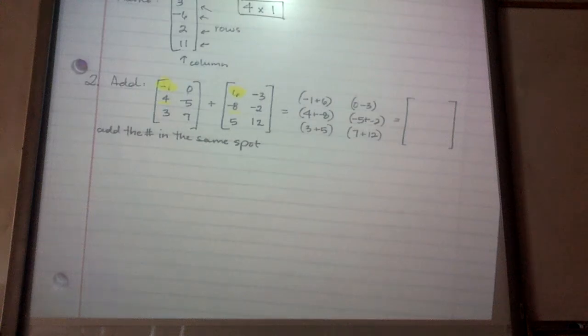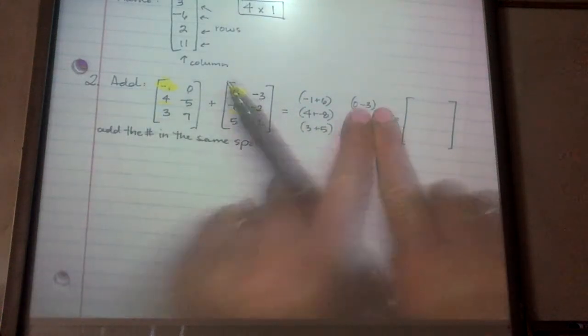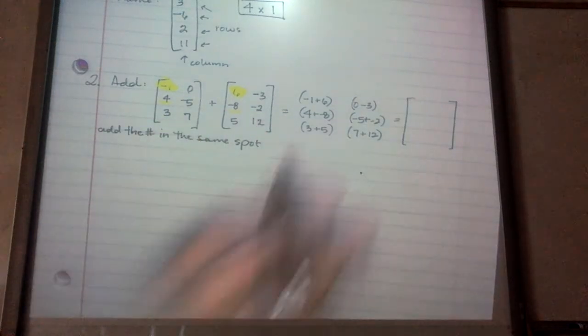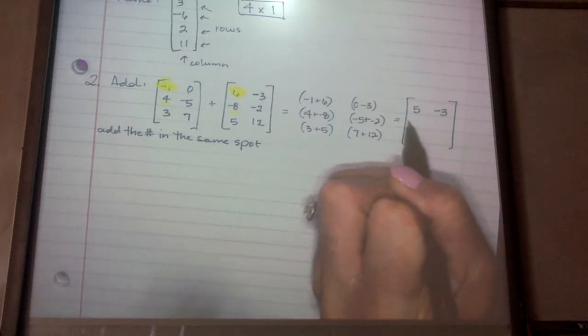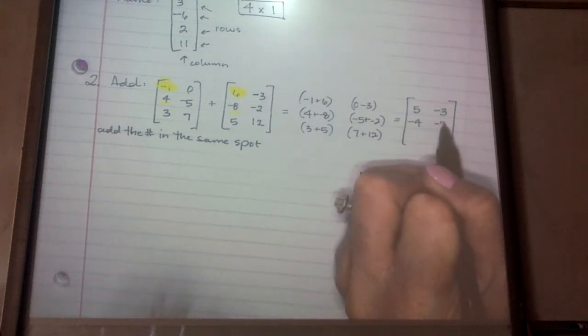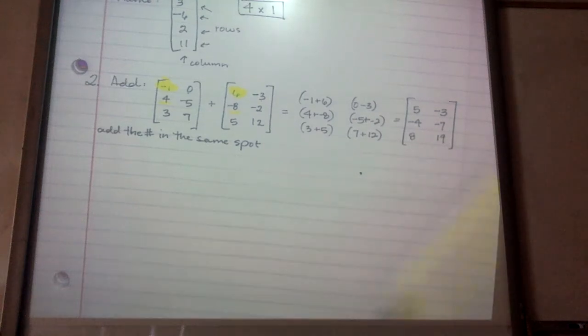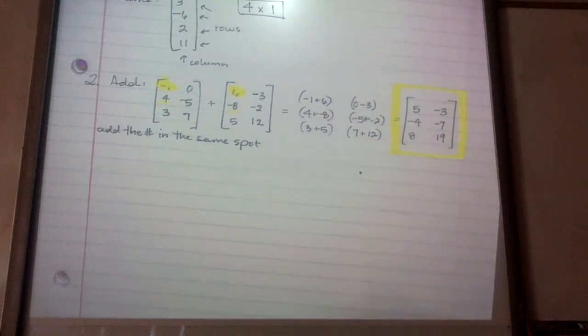So again, you're just matching the position they're in. So negative 1 and 6 go together. 0 and negative 3 go together. These go together. These go together. These go together. These go together. So if I add these up, I get 5, negative 3, negative 4, negative 7, 8, and 19. And this would be my answer. Okay?